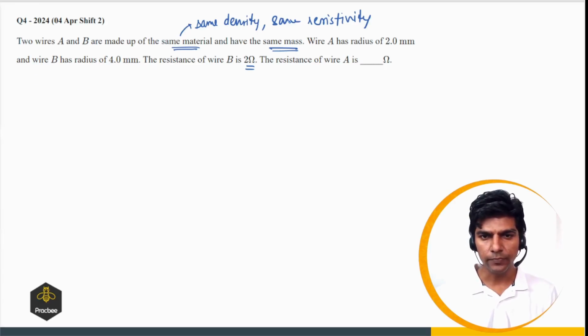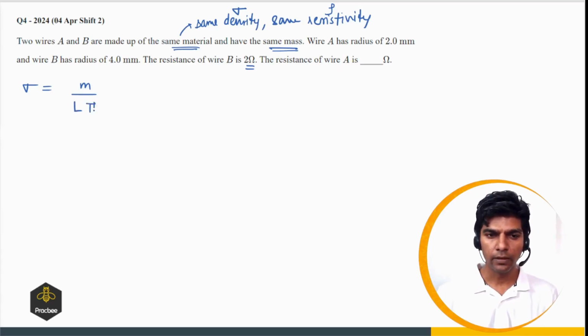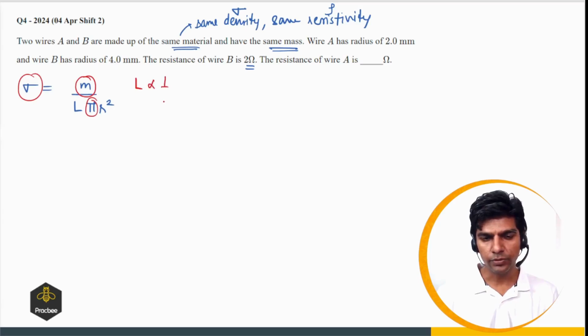So I'm taking density as sigma and resistivity as rho. Density is mass upon volume, and volume for a cylinder is area of cross section times the length, so L times pi r square. Now density is the same for both the wires, mass is the same for both the wires, and pi is constant. So we can say length will be inversely proportional to the square of the radius.